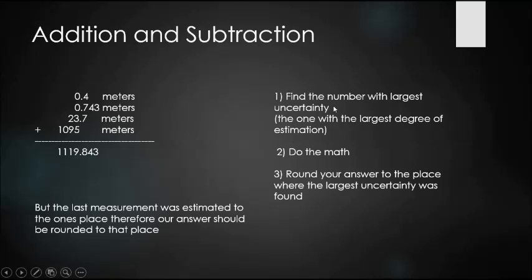Basically, you find the number with the largest uncertainty, do the math, and then round your answer to the place where the largest uncertainty was found.